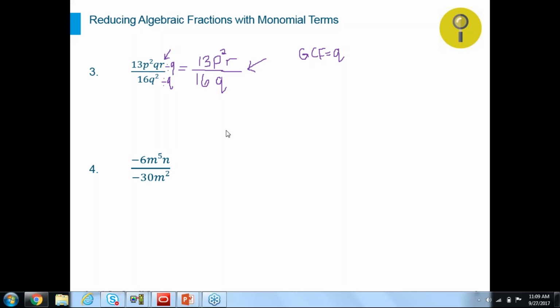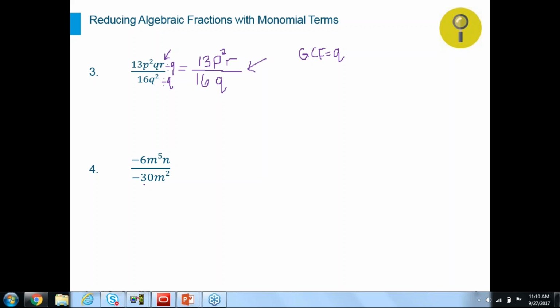Okay, I have a question. Aren't you supposed to change a negative into a positive when dividing fractions? If you're dividing negative over a negative, yes, your answer will be a positive value. Example, negative 12 over negative 6 will give you a positive answer, positive 2. But if you're dividing negative 12 over positive 6, your answer will be a negative 2.